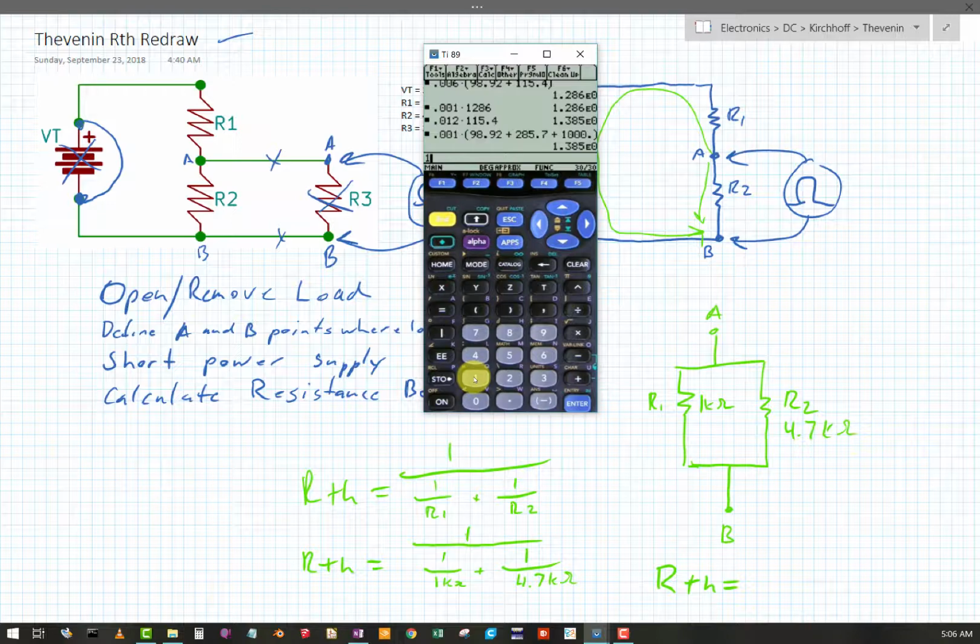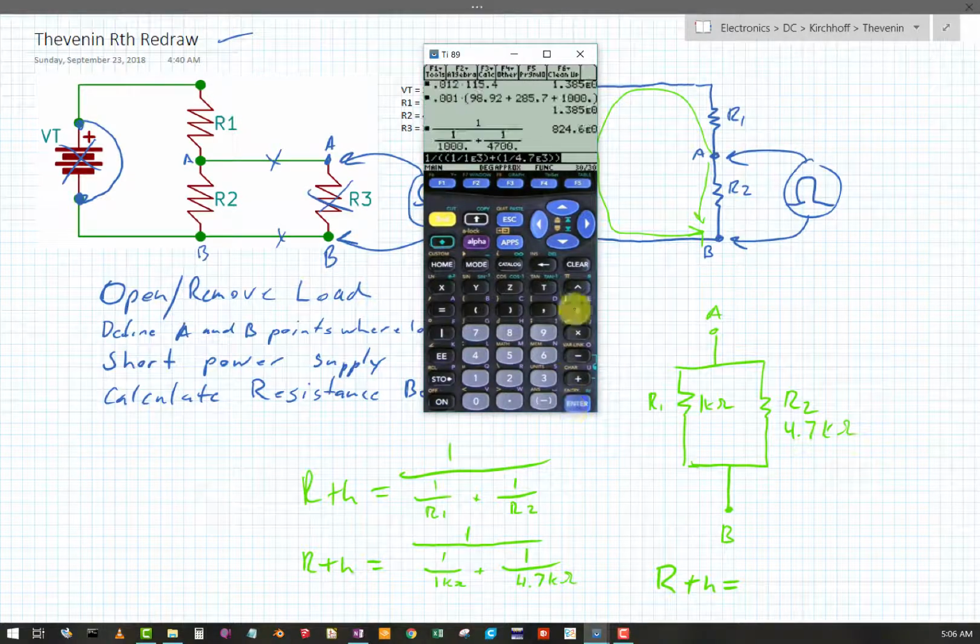Okay, so 1 divided by, let's get a couple of parentheses in here, 1 divided by 1k plus 1 divided by 4.7k, and that all looks right. Let's check it, and I've got 824.6 ohms. That looks correct. So R1, R2, yes it does.